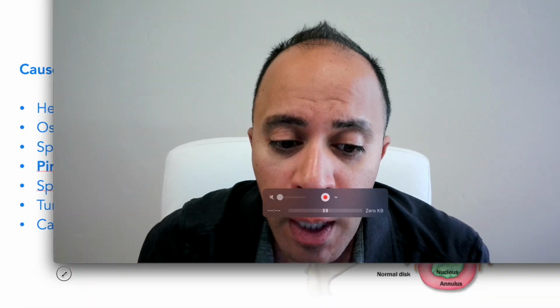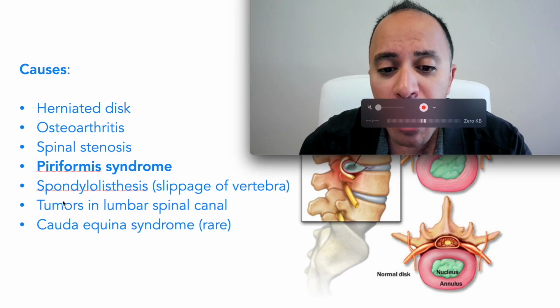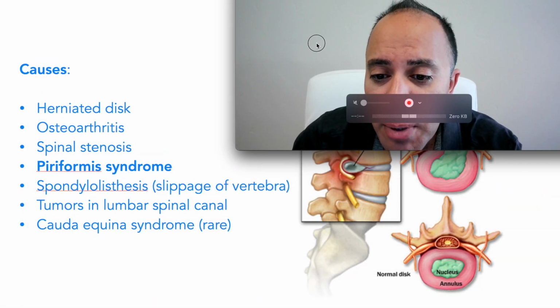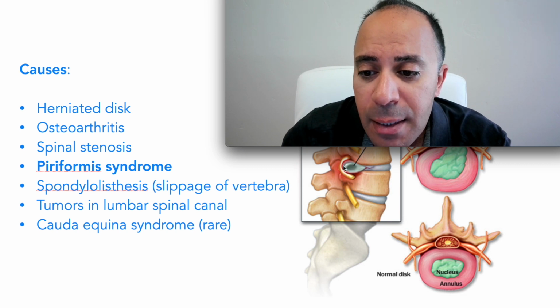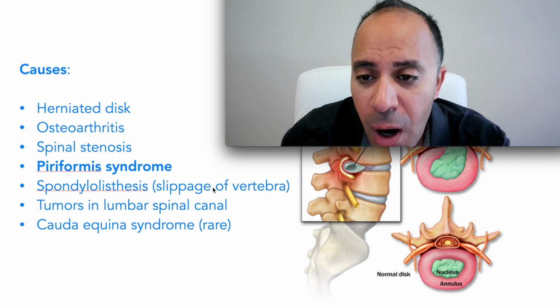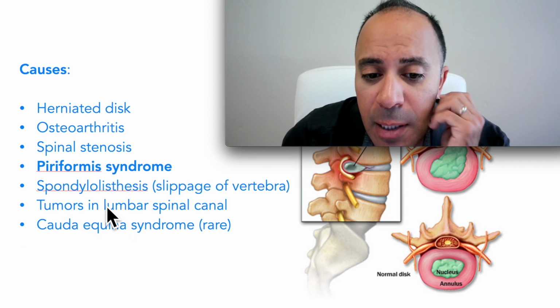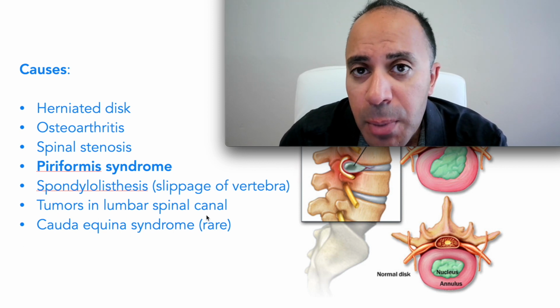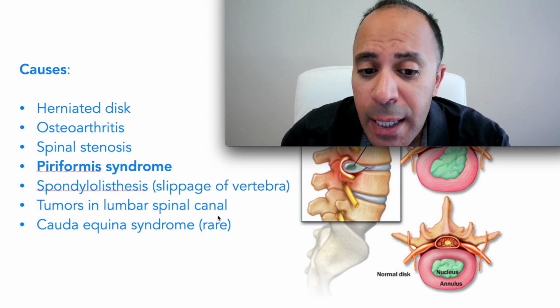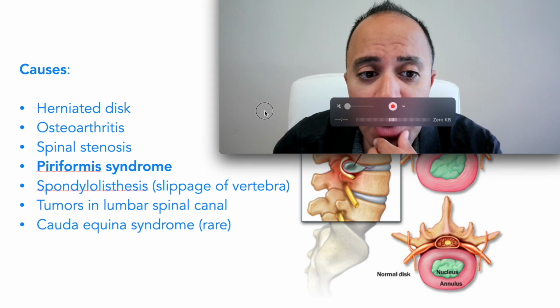So the other causes are spondylolisthesis, which means slippage of the disc, like a little bit of fractures in the vertebrae, and it's not very common, so I'm not going to spend too much time on it. Tumor in the lumbar spine, it's rare. Cauda equina syndrome, it's rare, so I'm not going to spend too much time on it.